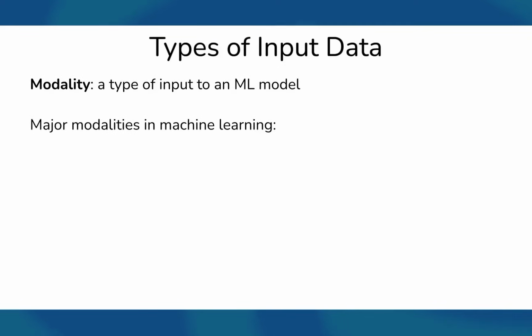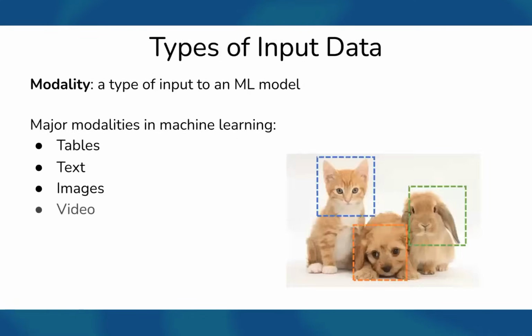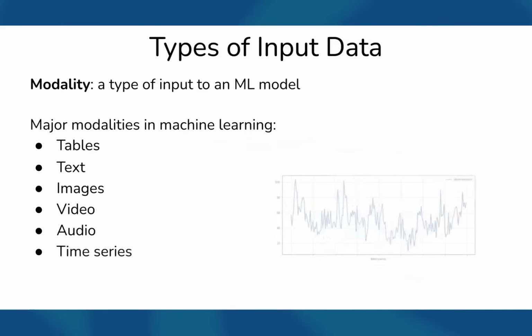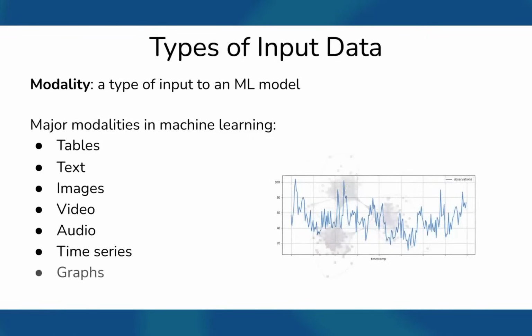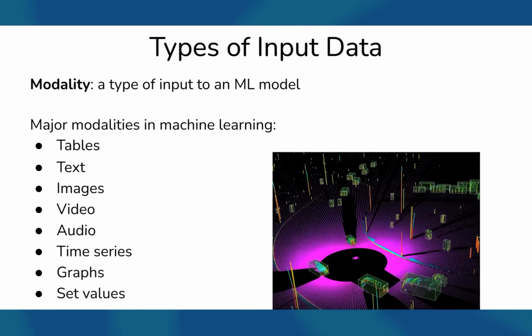There are different types of data. There's tables, there's text, there's images, there's video, there's audio, there's time series. These are all inputs, as well as graphs, set values, many different types of inputs to machine learning models. And those are called different types of modalities. So machine learning models that can process many different types of modalities we call multimodal. With these different types of inputs, those can be used to accomplish different types of tasks.